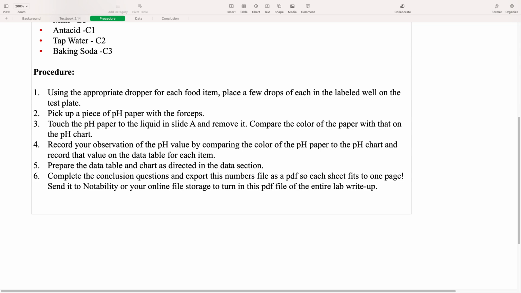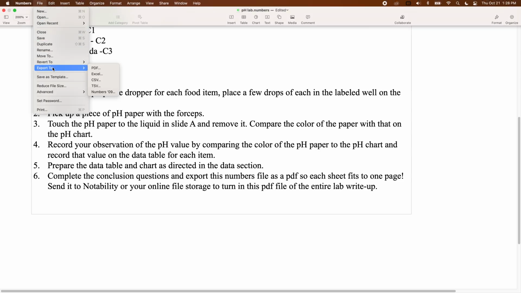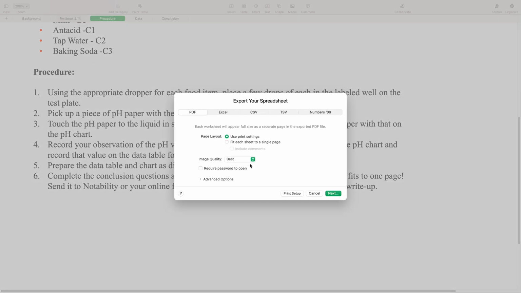Click on the 3 dots up in the top right-hand corner of your app menu, the 3 dots. When you do that, that gives you the export to a PDF option. I have to click File and Export to a PDF from my menu. But here's one thing that you have to do so that it prints it up really nice. You have to turn on Fit Each Sheet to a single page. So now each of these 5 tabs will become their own standalone page in the PDF file. So that is important for you to do.